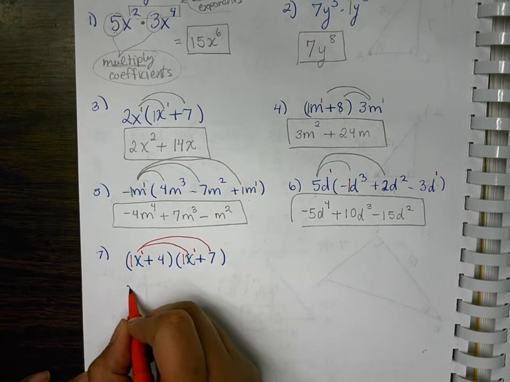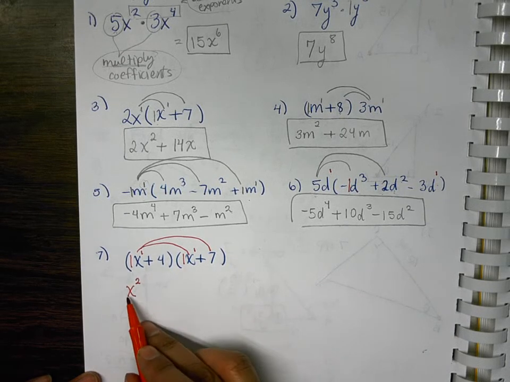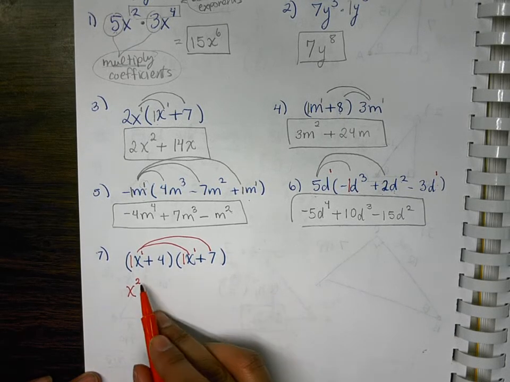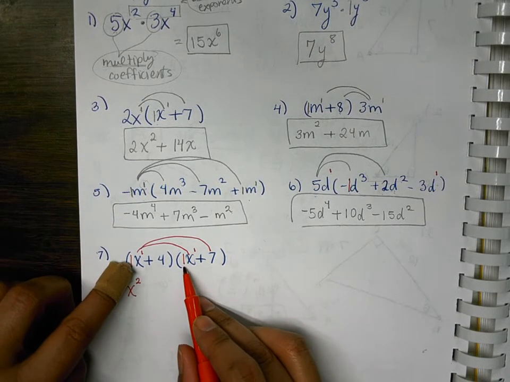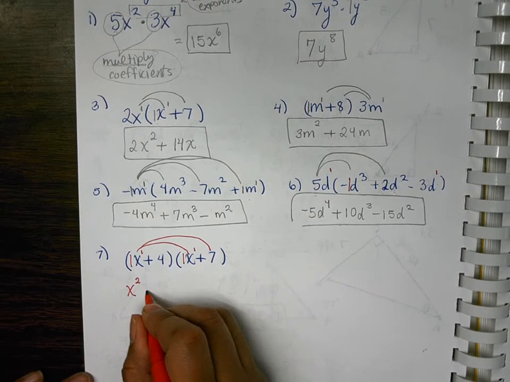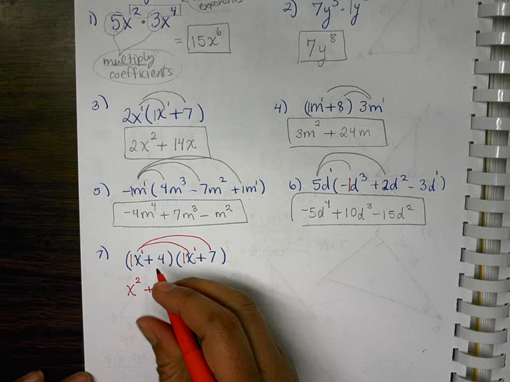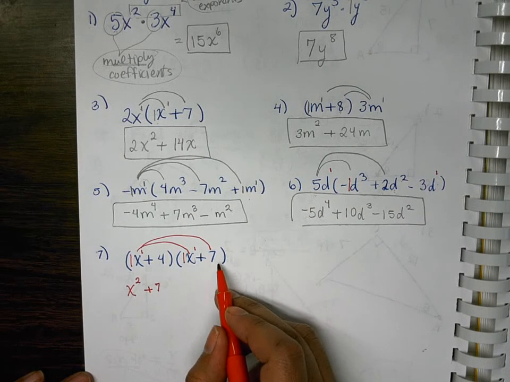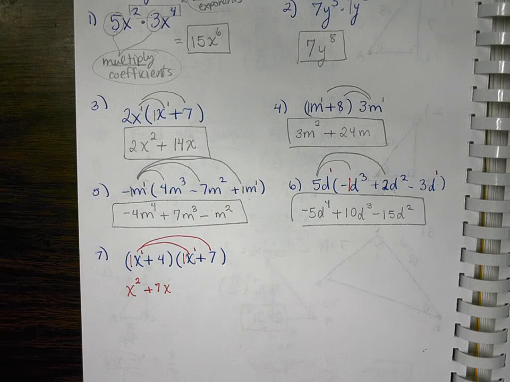And what is 1x times 1x? 1x to what power? Second. Because 1 times 1 is 1, and 1 plus 1 is 2. Keep in mind what you're doing with what? Multiplying the coefficients, adding the exponents. All right. Plus 1 times 7 is what? 7. And there's no x here to add, so it's just 7x.